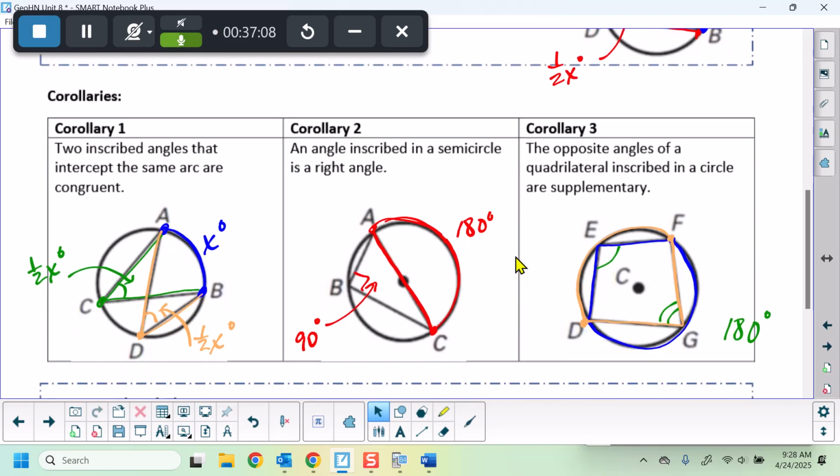All right, here's corollary number 2. If your intercepted arc, pay attention to the vocabulary, your intercepted arc is that arc that defines that inscribed angle. If your intercepted arc is a semicircle, that's a diameter. This diameter divides this circle in half. This arc is 1/2 of that circle. If that's true, it has a measure of 180 degrees. Got it. And then guess what it makes this angle worth? What's 1/2 of 180? 90.